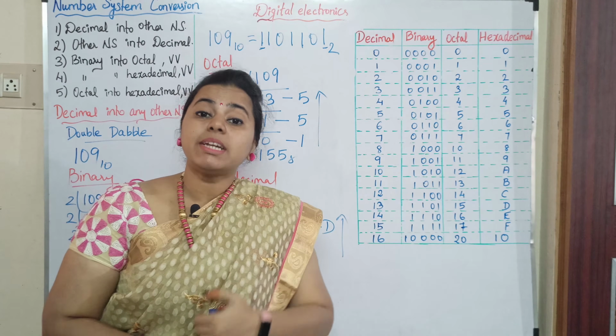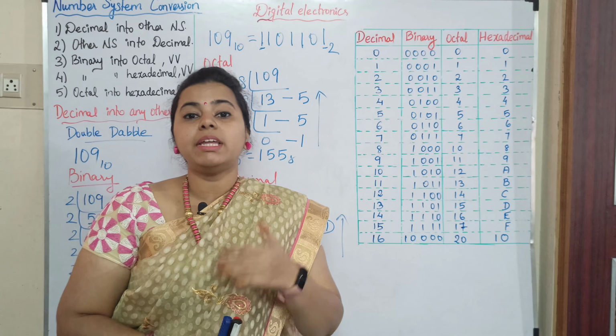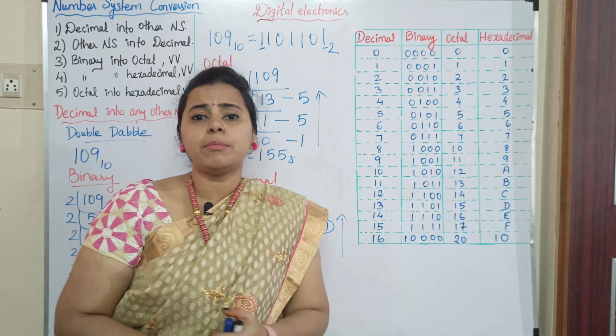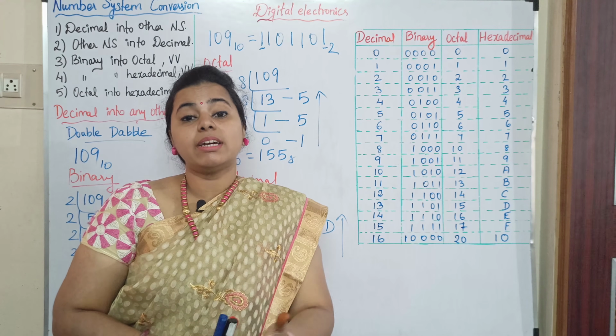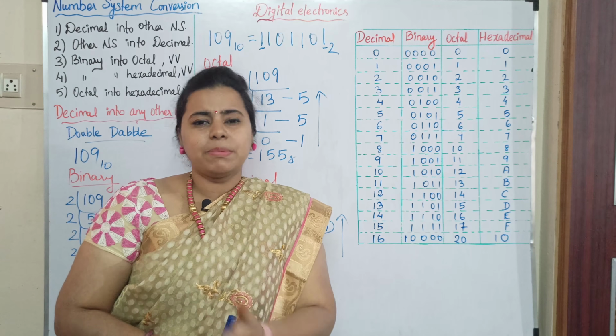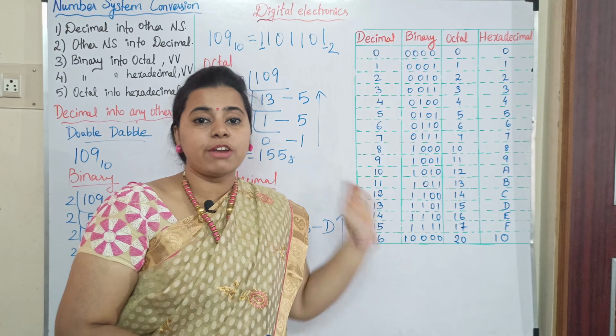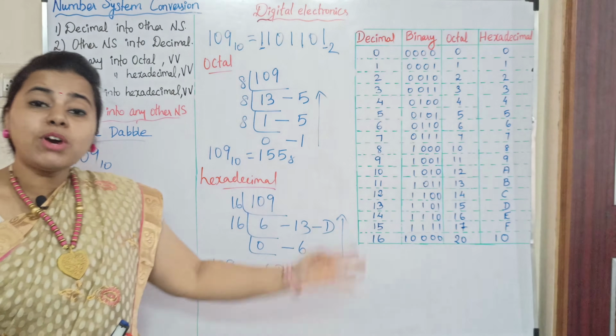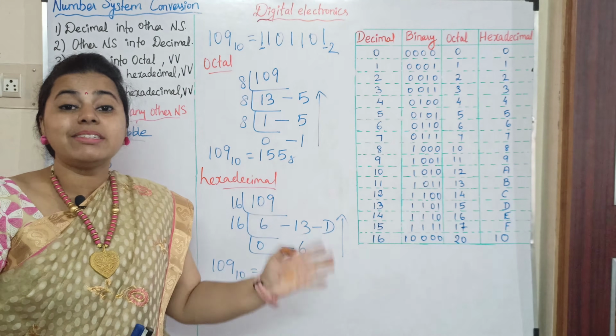This division method is not only applicable for binary, octal and hexadecimal. You can also apply this for any other number system like ternary, quaternary, quinary, septenary. So for any other number system you can follow this method, only you have to change the base value. So far we have discussed only about decimal integer.